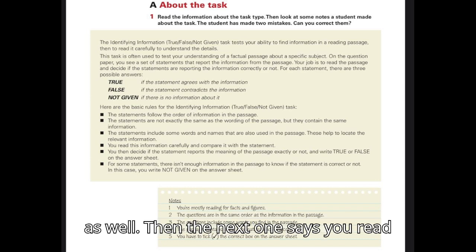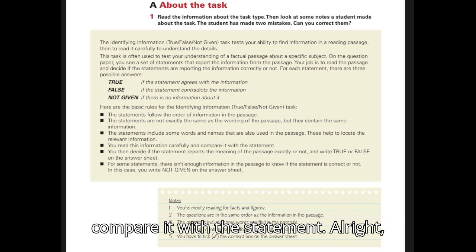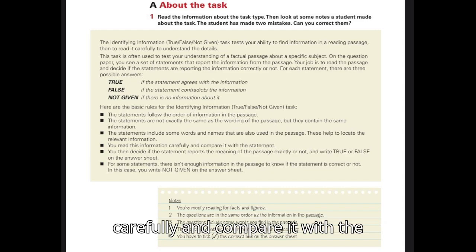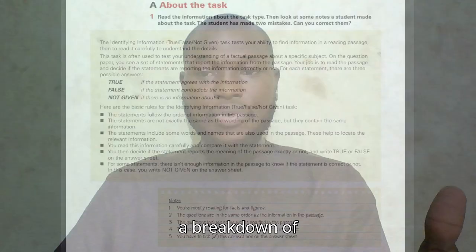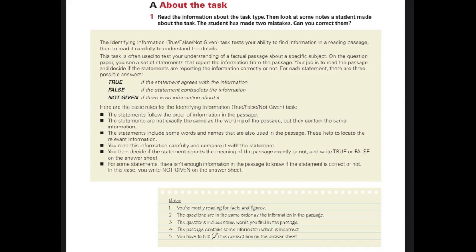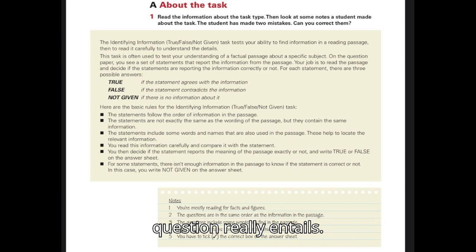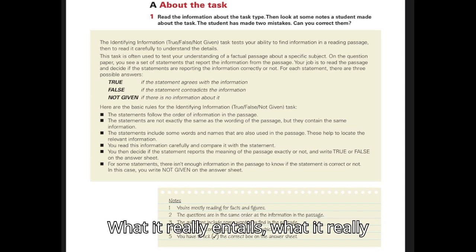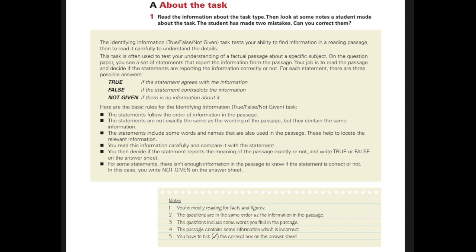Then the next one says you read this information carefully and compare it with the statement. So this is trying to give you a breakdown of what the IELTS True False Not Given question really entails, what it really looks like, what it is really doing.